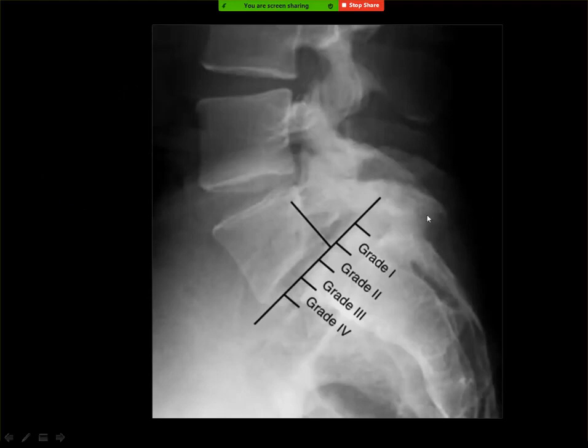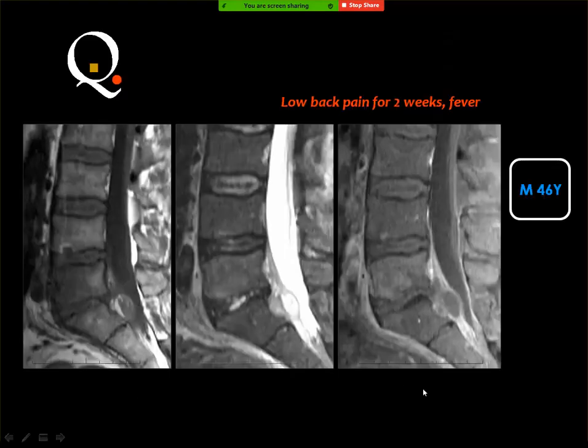Because in grade 1 spondylolisthesis, you look if the bars are intact or broken. But after grade 1, the bars should be broken in order for the vertebra to move on the lower vertebra.